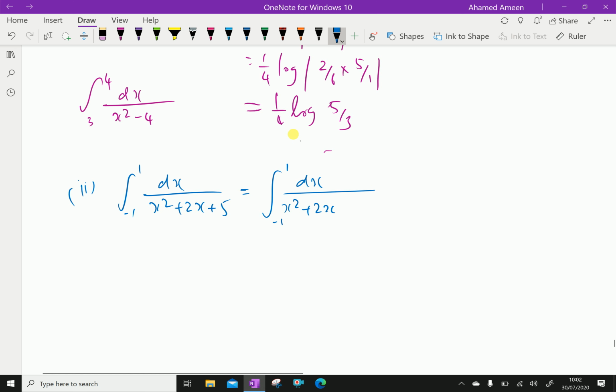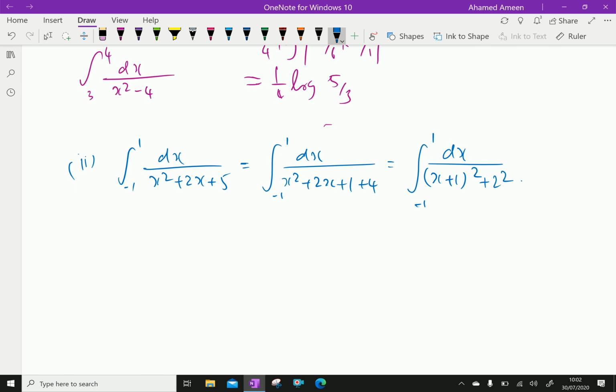Here the middle term 2 divided by 2 is 1, 1 squared is 1, adding 1. Adding 1, instead of 5 you can write 4, because 4 plus 1 is 5, which equals integral minus 1 to 1 dx over x plus 1 whole squared plus 2 squared. x plus 1 whole squared is x squared plus 2x plus 1.